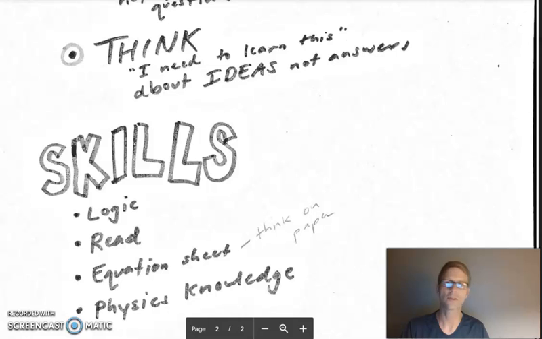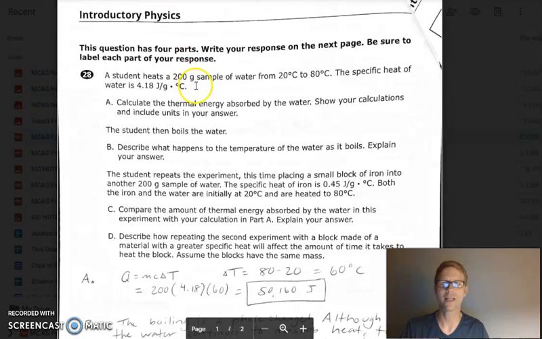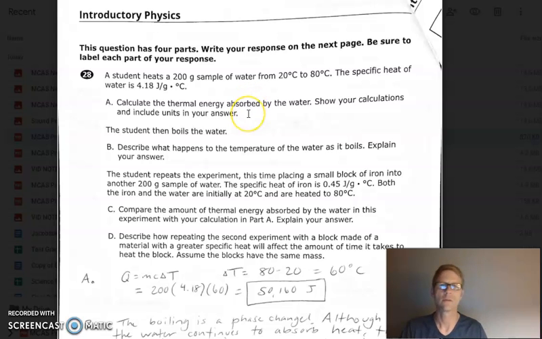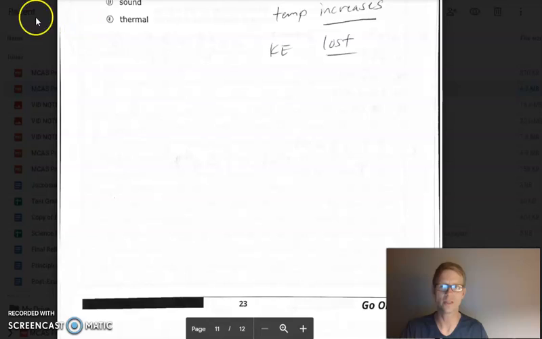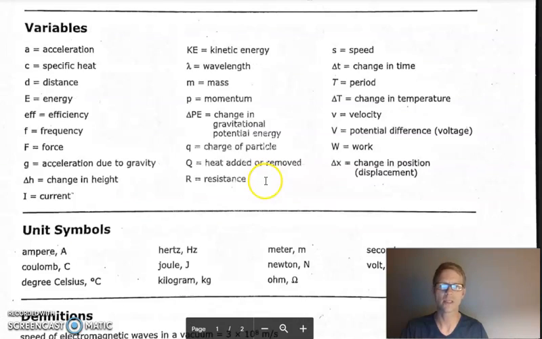This is about skills, number 28 and 29. Let's go. You've seen this one before, I think. A student heats up some water. They're telling you specific heat. You know right away you're going to be using this equation. Remember, there's a skill involved. Find the equation right here.